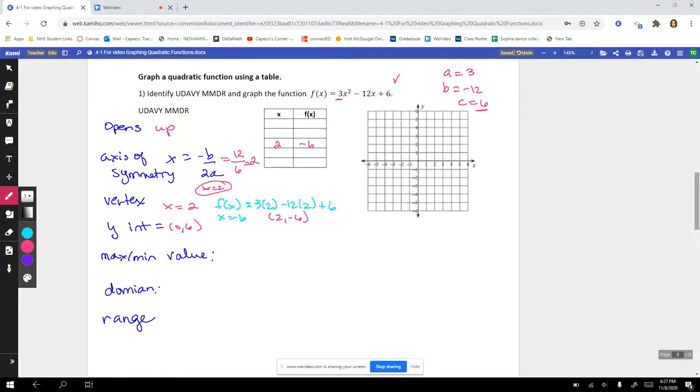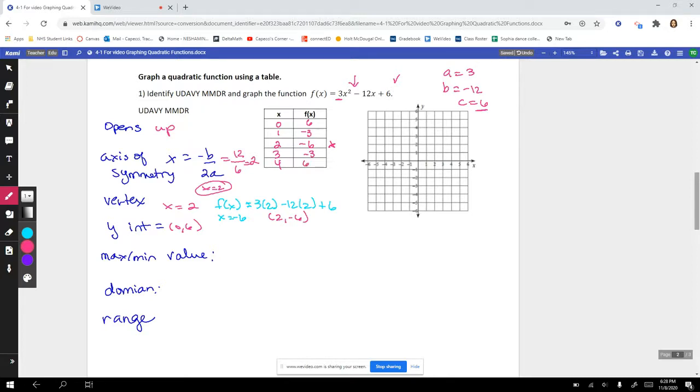All right, so let's go to our table. We know, again, that our vertex is right here. We put that right in the center. You can use any values you want. I obviously like to use values that are easy to work with. I'll use 0 and 1 and then 3 and 4. You will substitute each of these into our original function and get the y value. So this gives me 6, -3, -3, and 6.